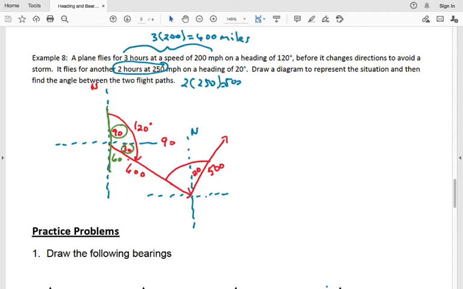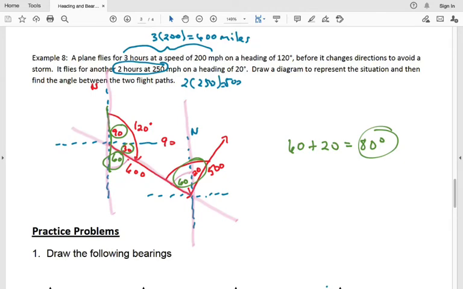And then recall that this line and this line are parallel lines, and so this is a transversal going through those parallel lines, and so alternate interior angles are going to be congruent. So this angle right here will also be 60 degrees to match this 60 degree angle. So the angle between those two flight paths is the 60 plus the 20, and it's going to be 80 degrees. Those two angles add up to be the 80 degrees.